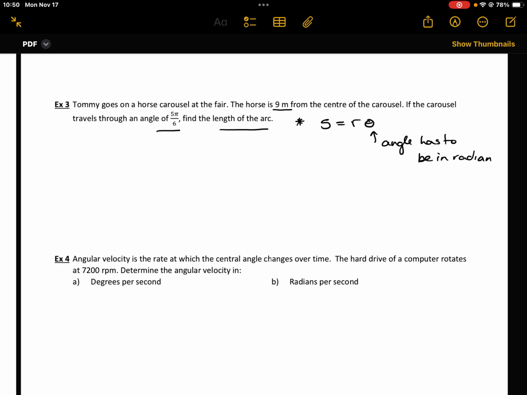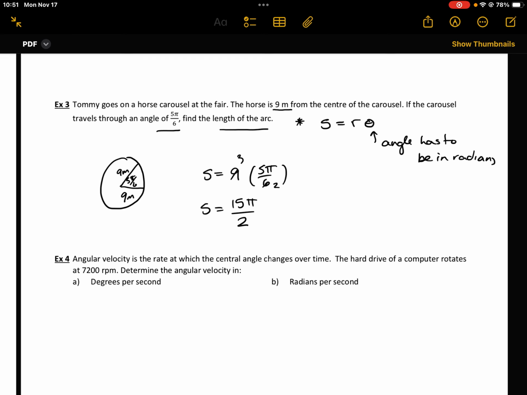So if I draw out the situation that we have here, I've got a carousel, the horse is 9 meters away from the center, and I know that it's going through an angle of 5 pi over 6. I can find the arc length by multiplying the radius by the angle that it passes through. So I get that my arc length is 15 pi over 2. And so that is another application of radians.